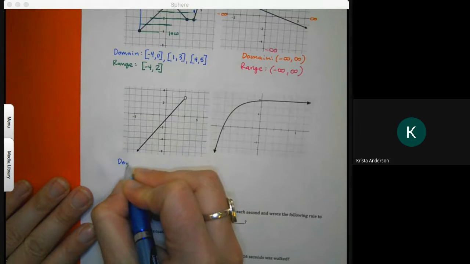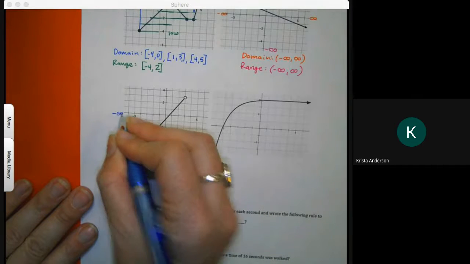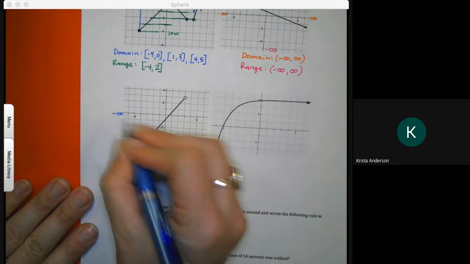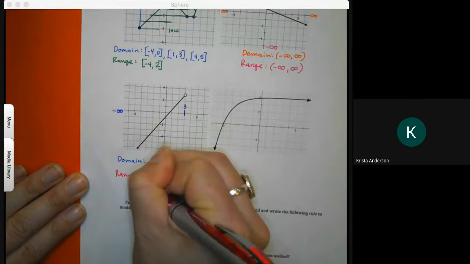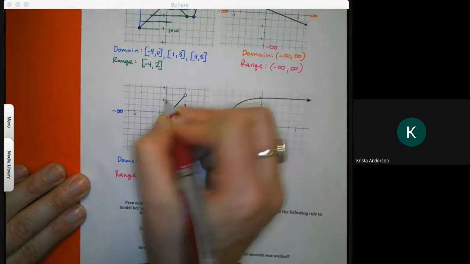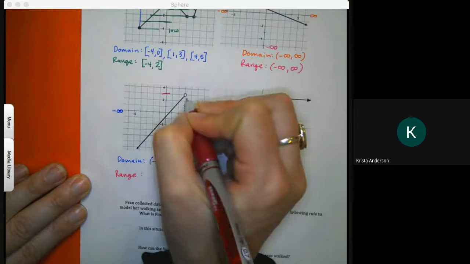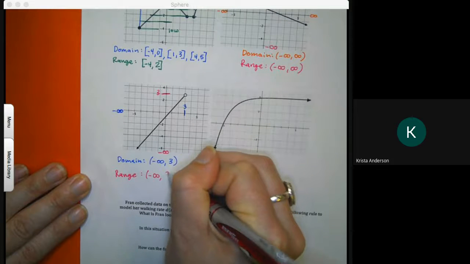My domain, it continues to the left, so we'll go to -infinity. It keeps going, but it stops at 1, 2, 3, and it's an open dot. So it goes from -infinity to 3, and I use a parenthesis for the open dot. My range, the lowest it goes is -infinity. It keeps going down, and the height that it goes is 3. -infinity to the height of 3.